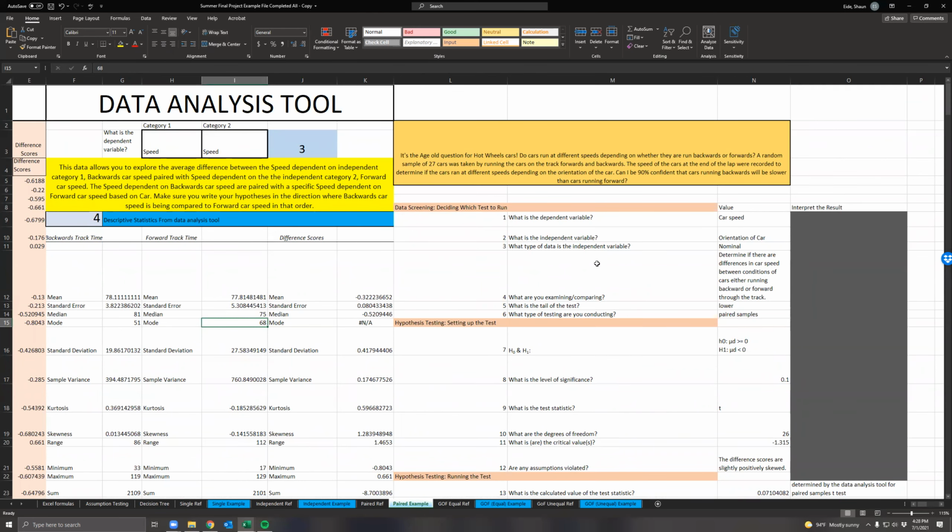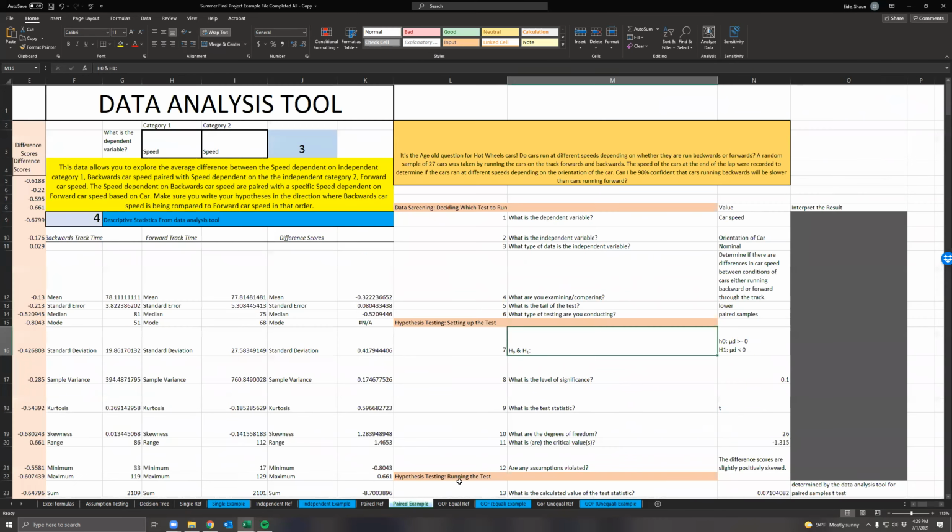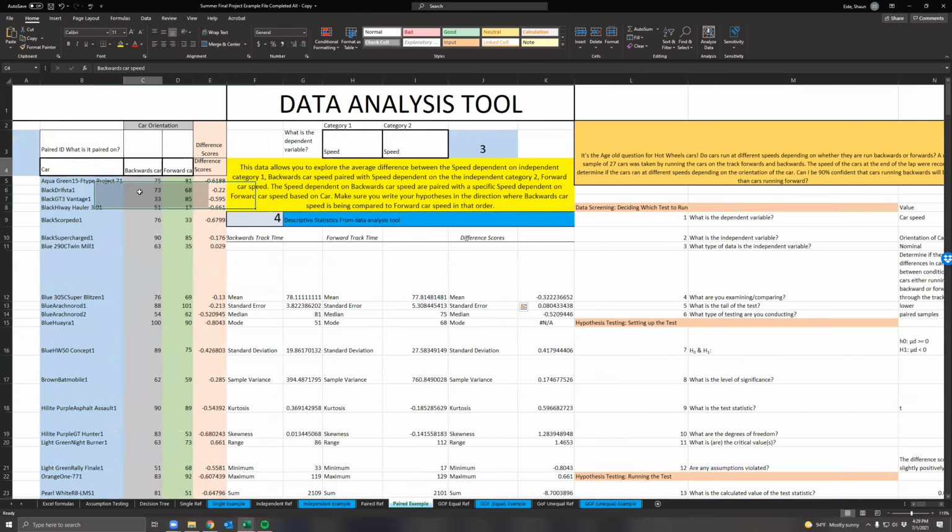So let's look at this paired. So what type of test are you conducting? And it's paired samples. And then the null and alternative hypothesis, once again, come right here. And this is the example of how we write the null and alternative hypothesis when we have a paired sample. And the reason why we have it run like this is because we're not actually comparing the mean of the backwards cars to the mean of the forward car. What we're looking at is just one value. We are looking at the different scores of each one of these.